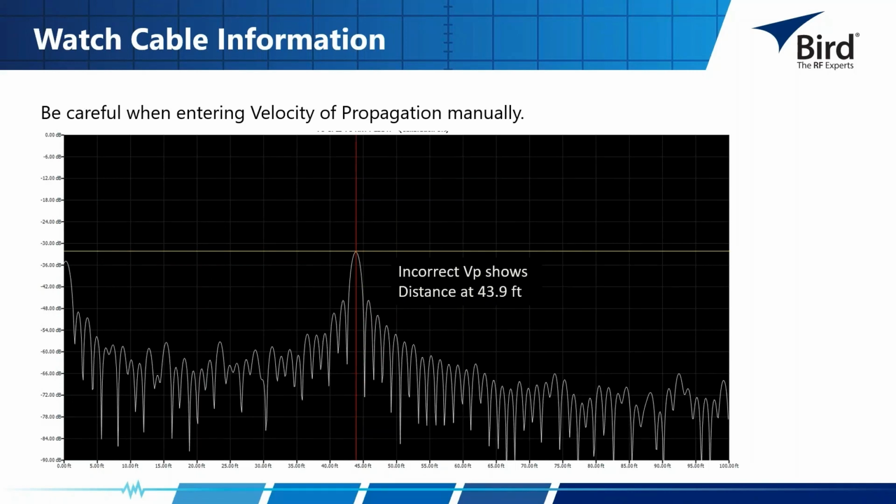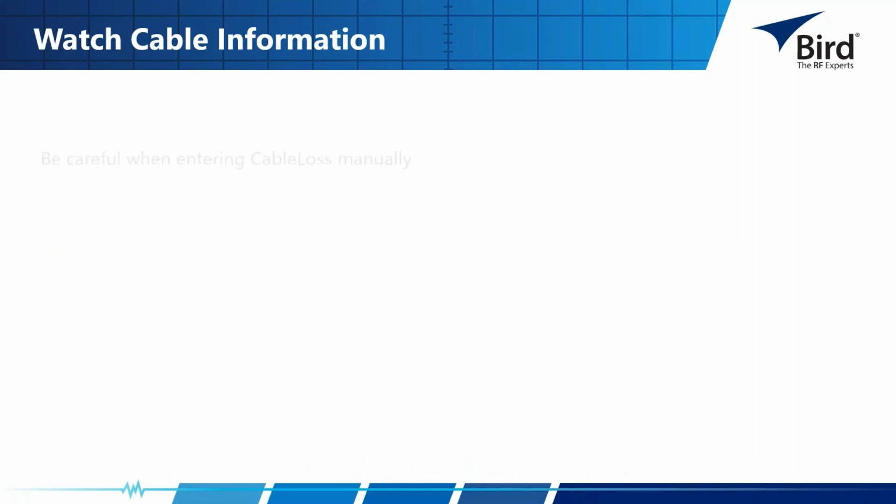So be careful, especially if you're hanging up on a tower and you're looking at something 80, 90 feet up and can't find anything, and it turns out because you entered the wrong velocity, you might be looking at 75 feet or 120 feet. So very important to get your velocity set correctly.